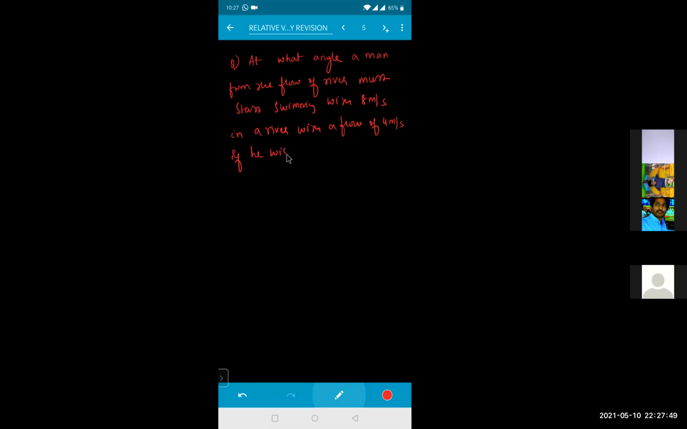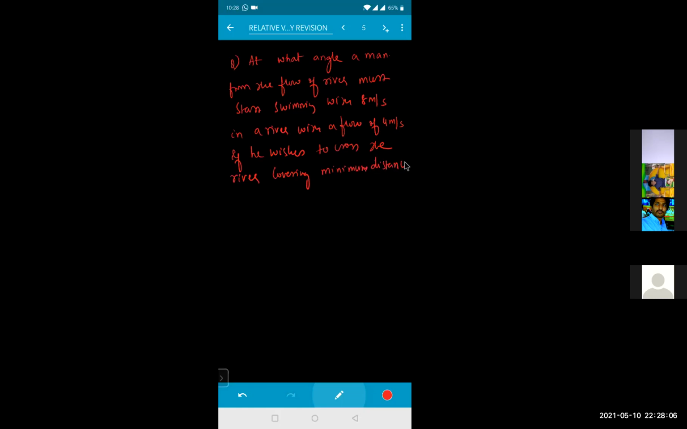At what angle from the flow of the river must a man start swimming with 8 meter per second in a river with a flow of 4 meter per second, if he wishes to cross the river covering minimum distance?